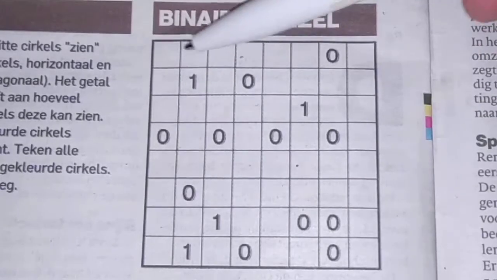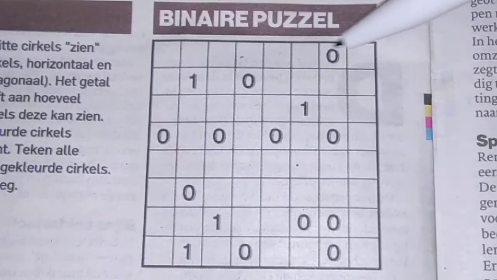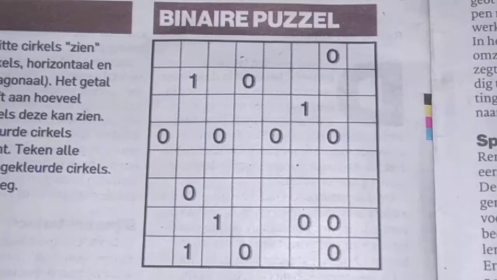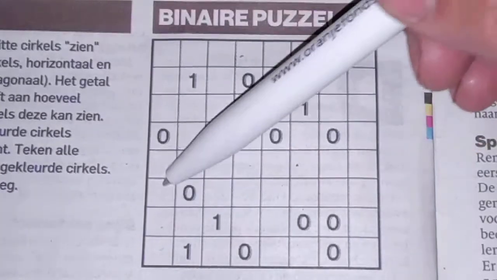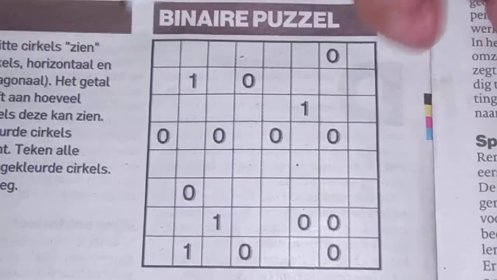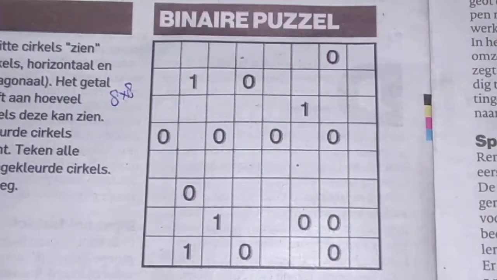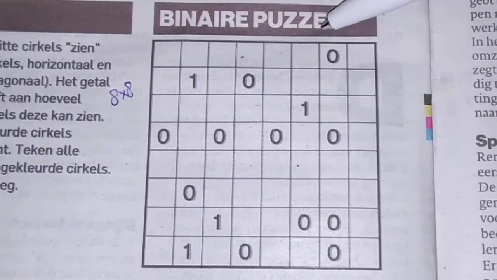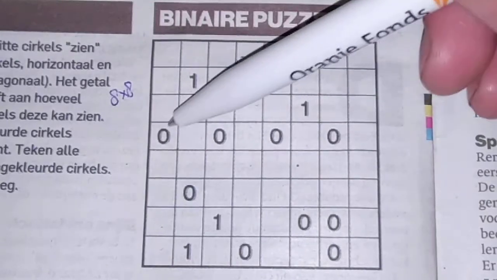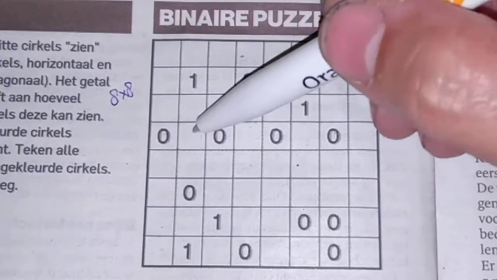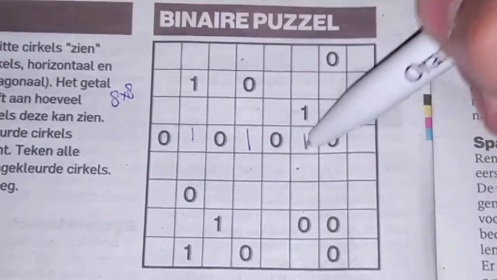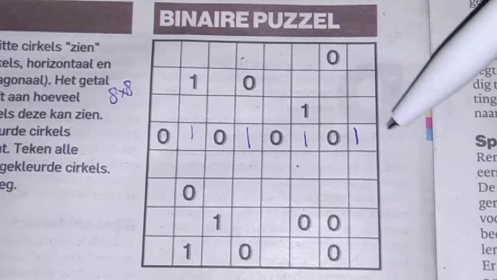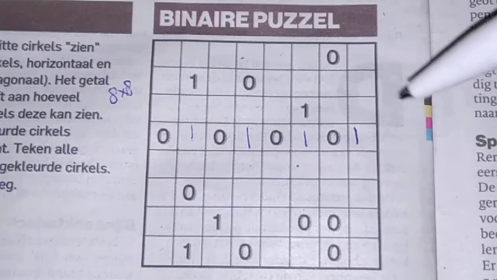Let me count. 1, 2, 3, 4, 5, 6, 7, 8. Miscount. 1, 2, 3, 4, 5, 6, 7, 8. It's an 8 by 8 binary puzzle. That means in a row there are always 4 0s and 4 1s, and the same in the column.